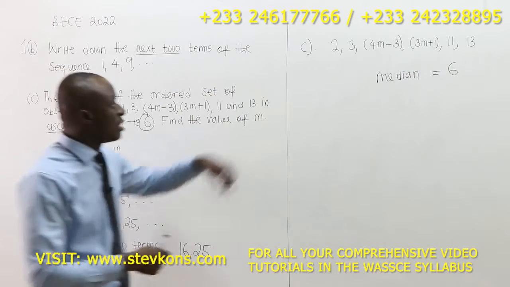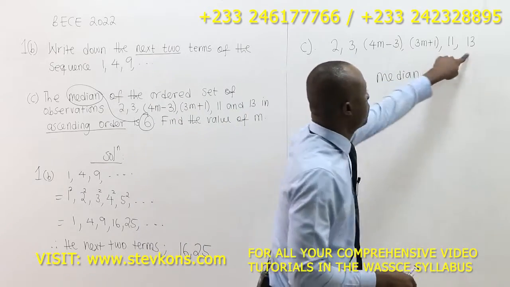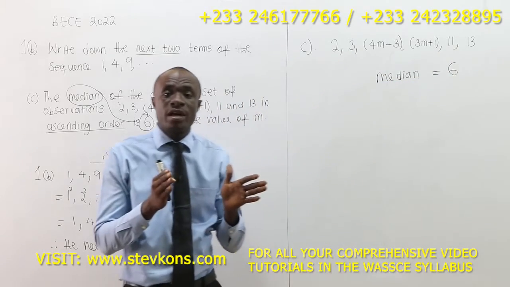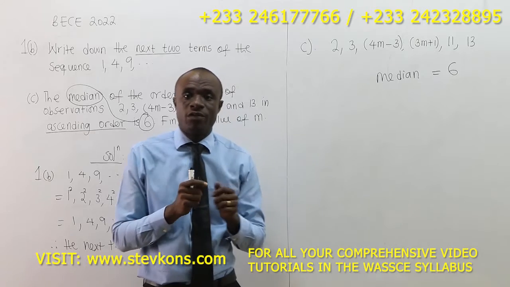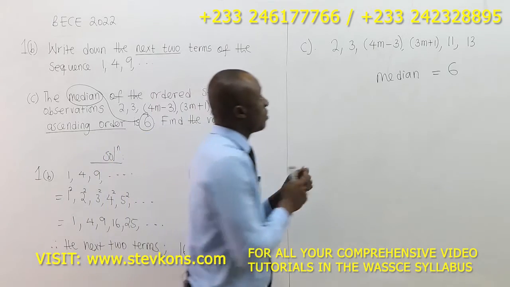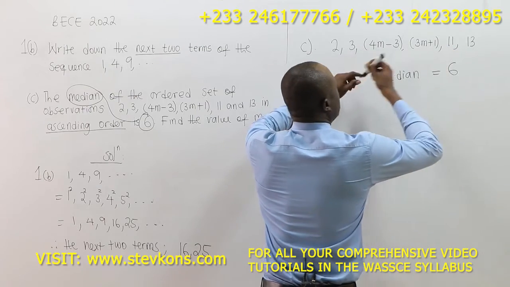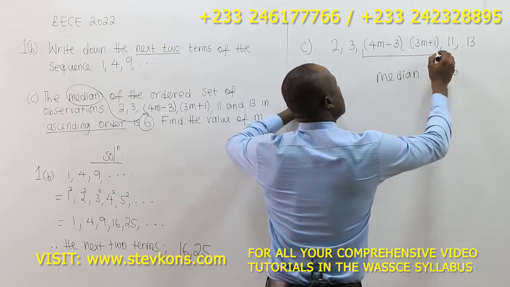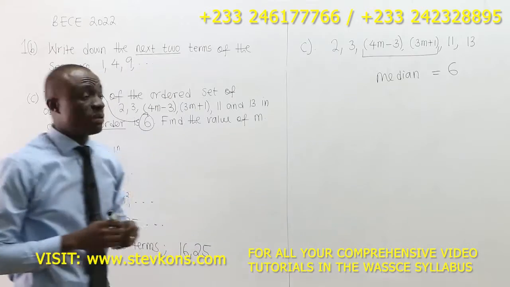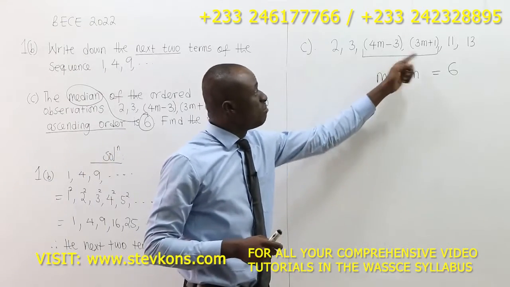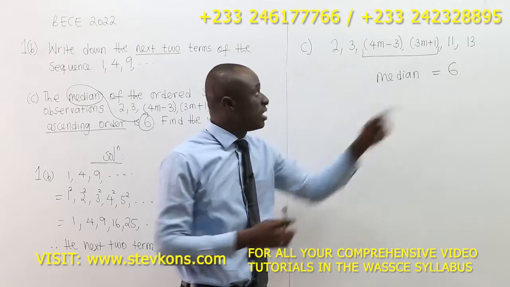So how do you find the median? Let's see. 1, 2, 3, 4, 5, 6. So it is even. Hence, we have to find the mean of the middle terms. So let's find the middle terms. You see, 1, 2, 1, 2. So the middle terms will be these. We have to find the mean, and the mean of these is equal to the median.